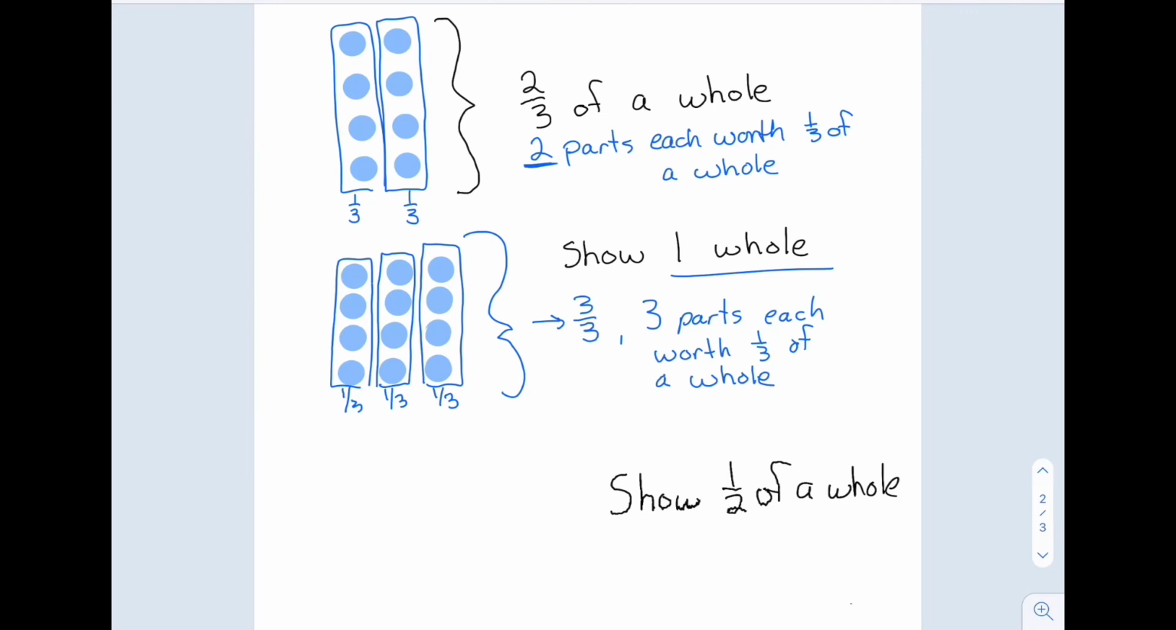So we would go through the same process of marking 2 groups, each worth 1/3, and then having these 3 parts, each worth 1/3 for 3/3. And once we've established the whole, then we can break it into 2 equal parts to find 1/2. So let's draw our whole.